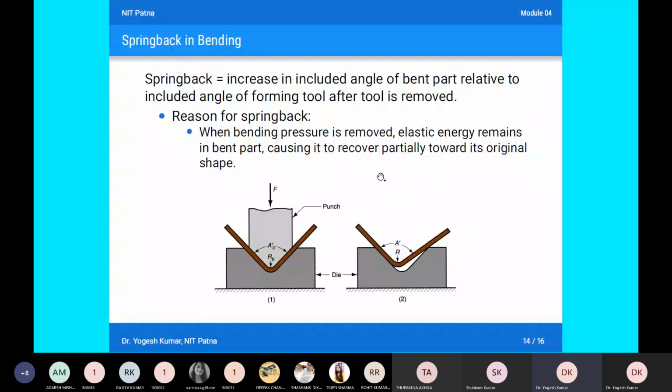Similarly, we can apply this concept of additional forming angle to be included in the case of other bending operations like edge bending operations. This way we can compensate for the issue of spring back. This is all about the bending operation. Okay, so I will stop here.